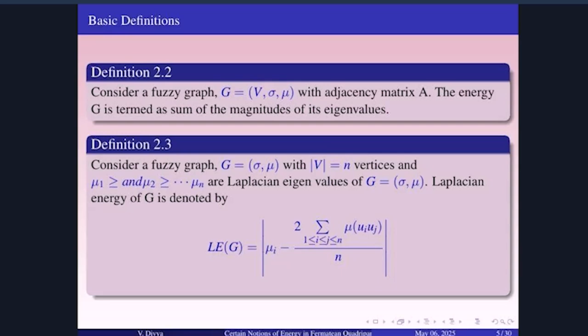And next one is energy. Energy is defined as the sum of the magnitudes of its eigenvalues. And next, Laplacian energy, which is denoted by LE(G), is equal to the sum of |μ_i − 2·Σμ(u_i,u_j)/n|.